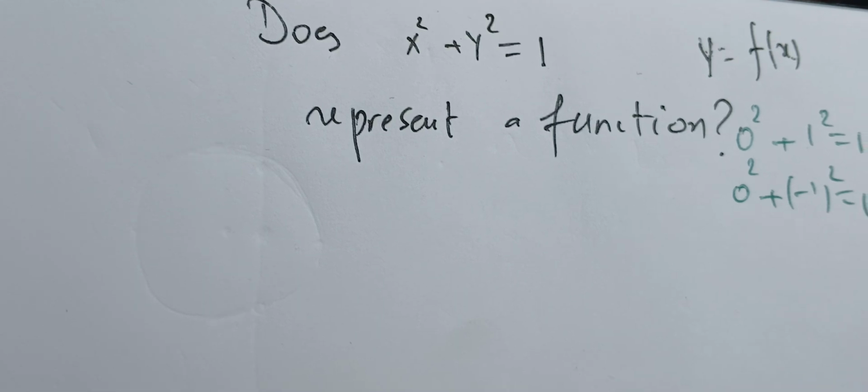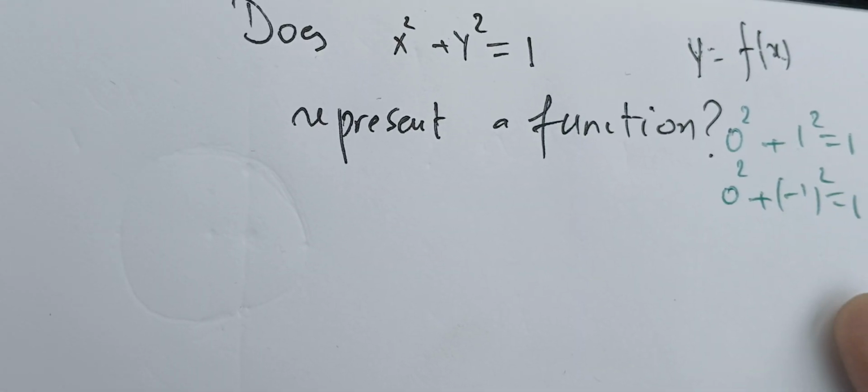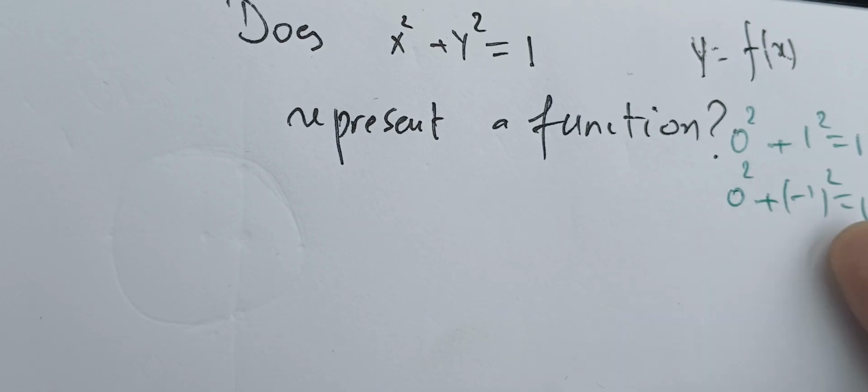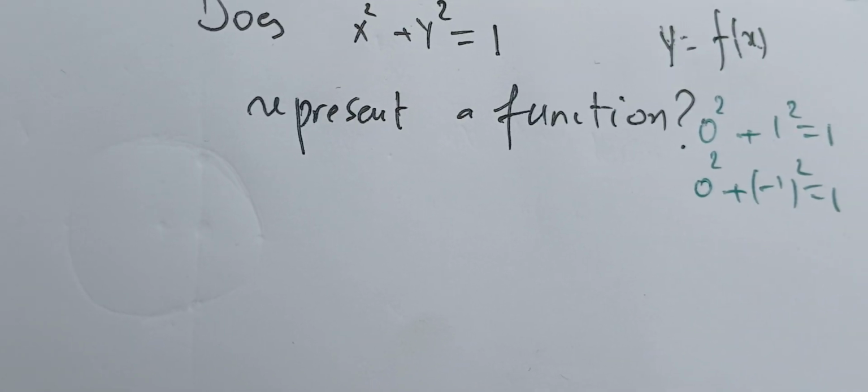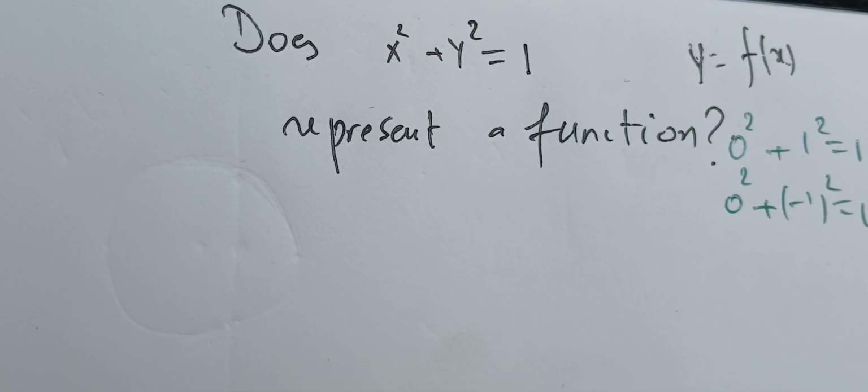Because there is one element, 0, which can have two images, 1 and minus 1. And this contradicts the definition of a function.